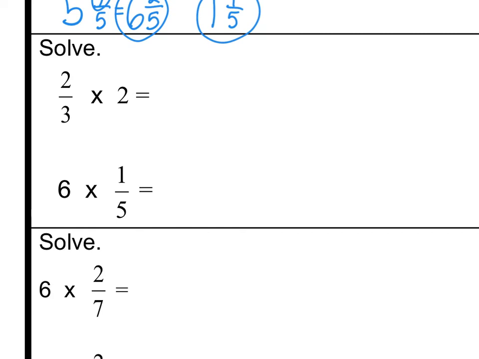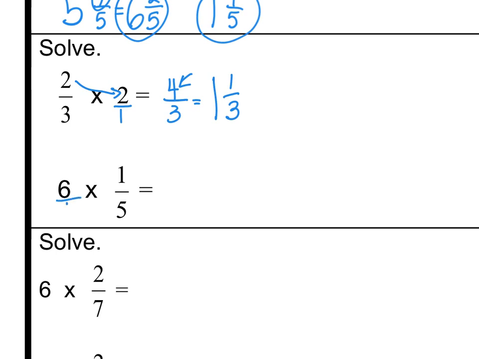Okay, you guys know when you have just a whole number, that means you put it over 1, and you still multiply across. 2 times 2 is 4. 3 times 1 is 3, except this is improper, okay? So we're going to pull out a whole. That would be 3/3. So we'd have 1 whole with 1/3 left over.